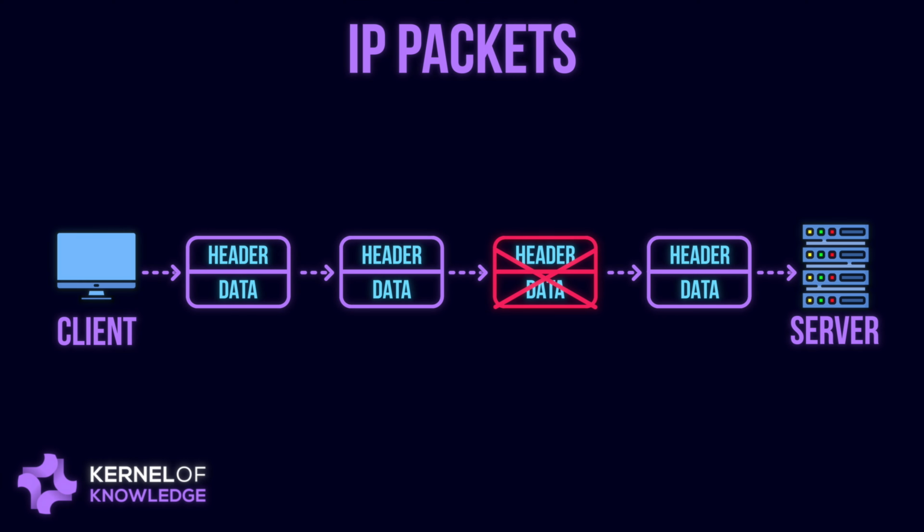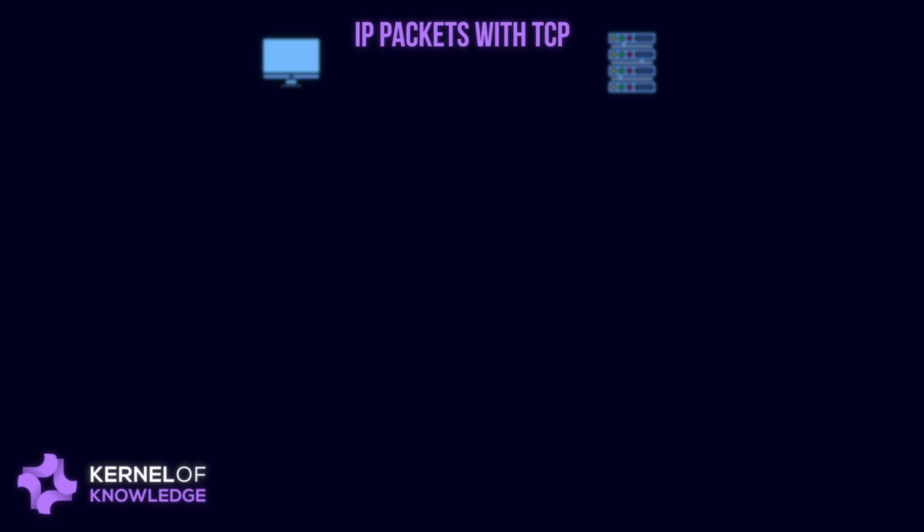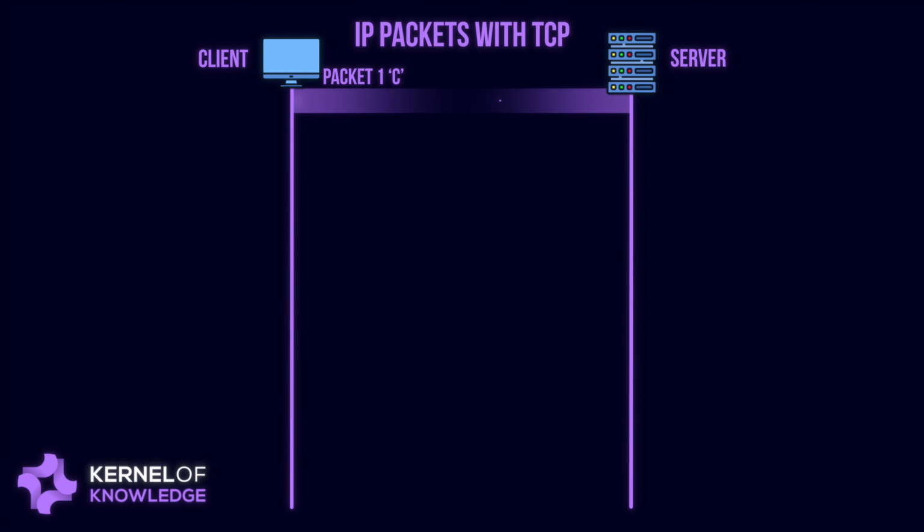Let's take a look at an example of a failing packet in TCP. In this example, we're going to send the word cat. So in the first packet, or packet 1, the client sends the letter C across to the server. The server acknowledges that it's received packet number 1, and because TCP packets are ordered, it knows it's the first packet. It sends the acknowledgement back that it's received packet 1.